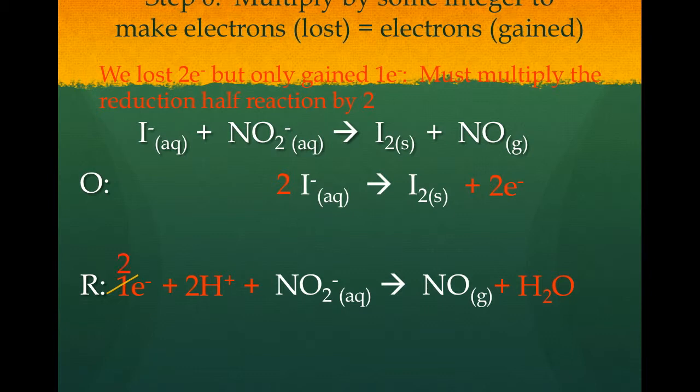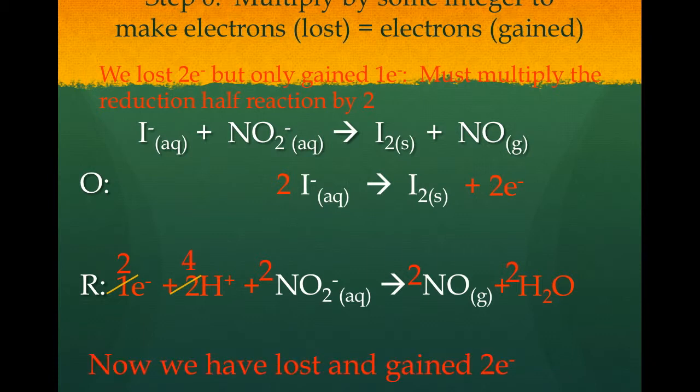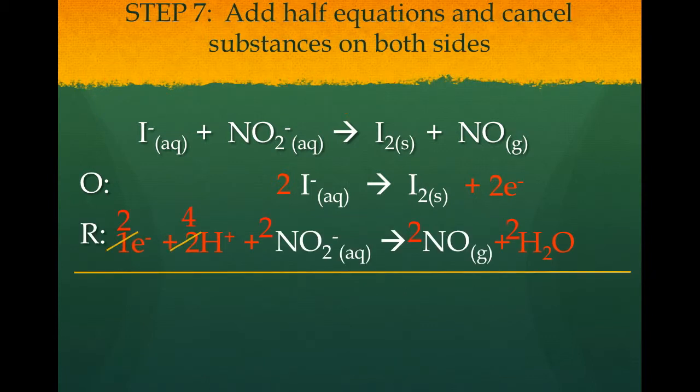So 1 electron will become 2 electrons. 2 hydrogen will become 4 hydrogen. We will now have 2 NO2 minus and 2 NO and 2 H2O. And what does that do for us? We now have gained and lost the same number of electrons, which makes us balanced. All right, we have now lost and gained 2 electrons, and that's what we're trying to do. So we now need to add our half equations together and cancel substances on both sides.